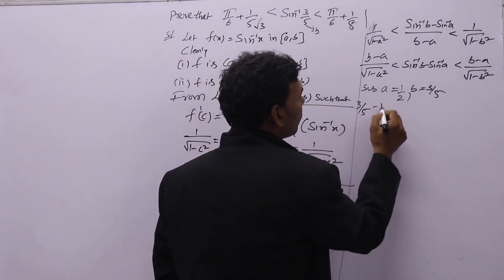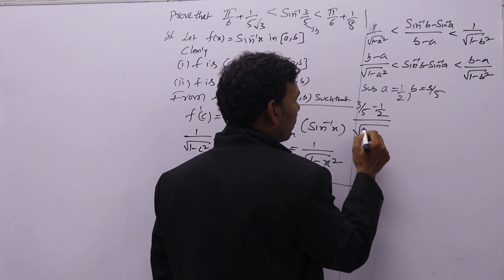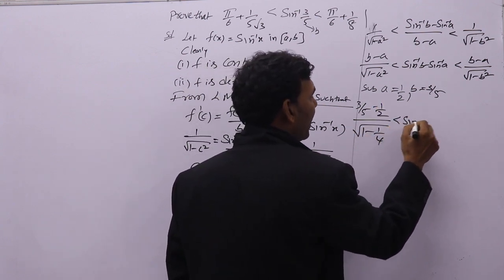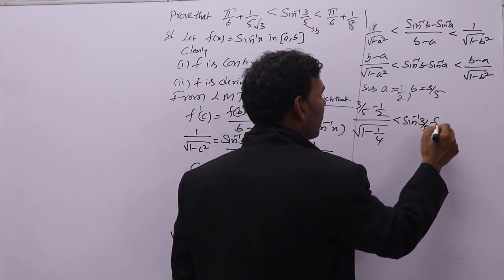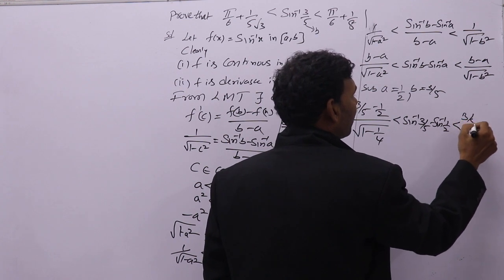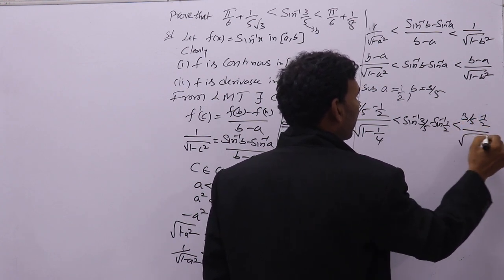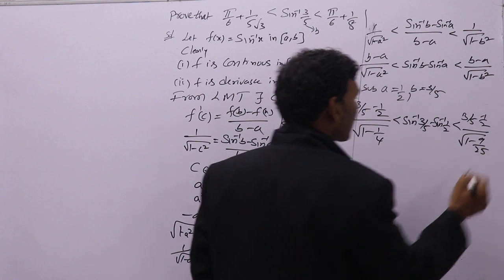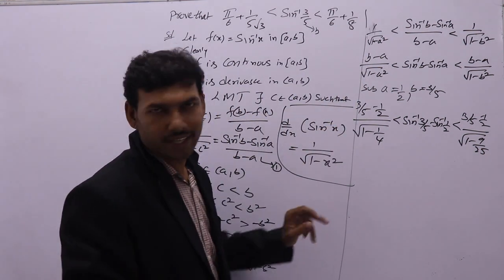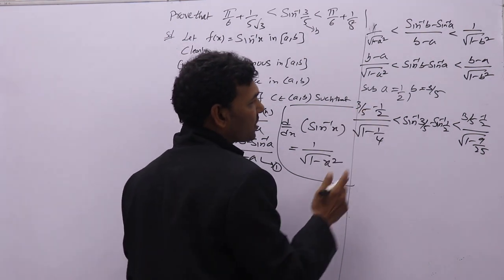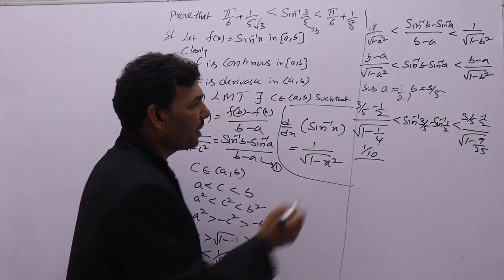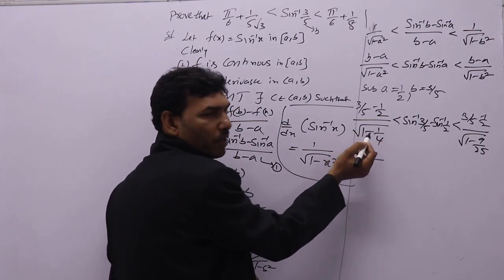3 by 5 minus 1 by 2 by root of 1 minus a square, 1 by 4, is less than sine inverse 3 by 5 minus sine inverse 1 by 2, is less than 3 by 5 minus 1 by 2 by root of 1 minus 9 by 25. Now simplify. 5 2s are 10, 2 3s are 6, 6 minus 5, 1 by 10 you will get in the numerator. In the denominator, 4 LCM, 4 1s are 4, 4 minus 1, 3.